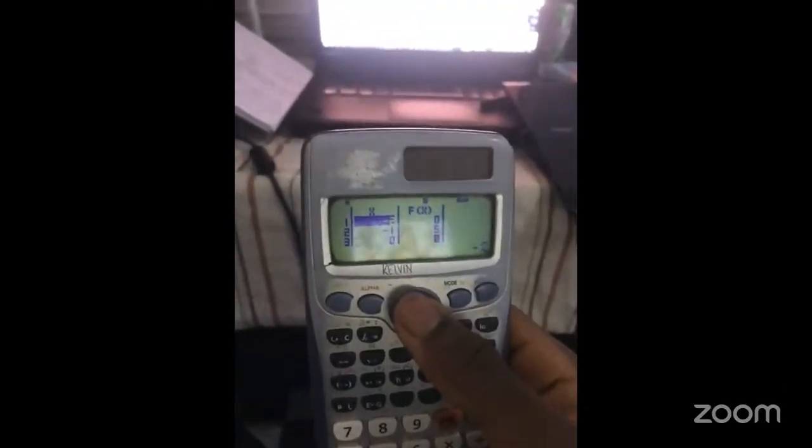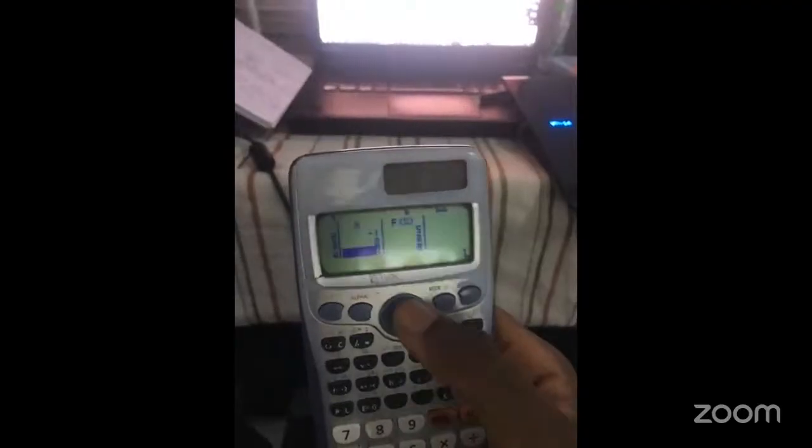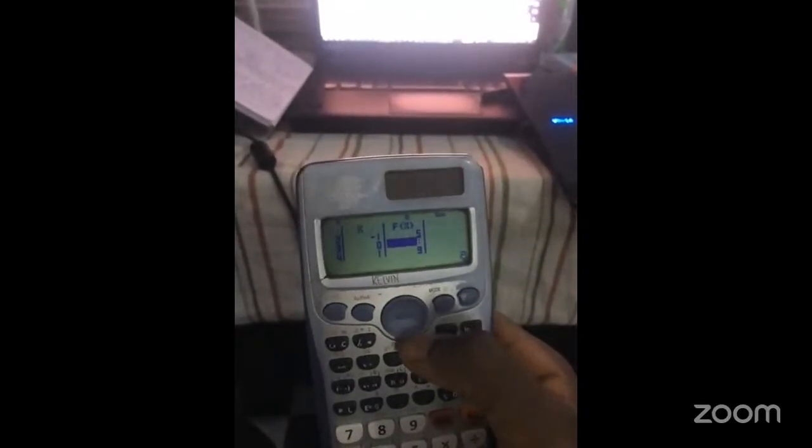So when x was -2, y was 0. When x was -1, y was 5. When x was 0, y was 8. Do you get the point? If you want to return your calculator back to normal, you press mode, you press 1. It's now back to normal.